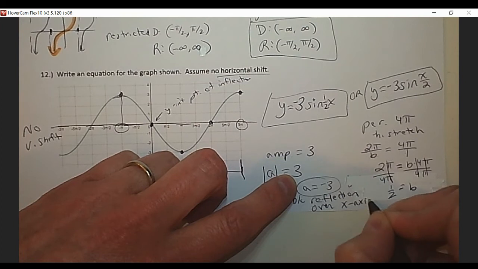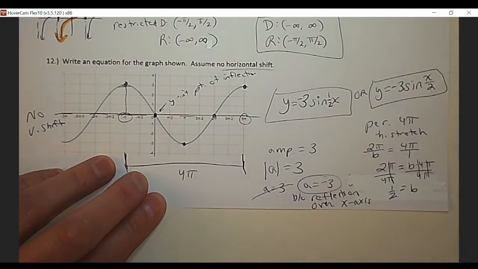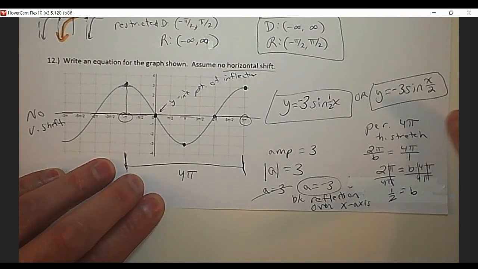And I'm just going to rewrite this information back down there. Okay, so that is number 12. Let's continue to number 13.